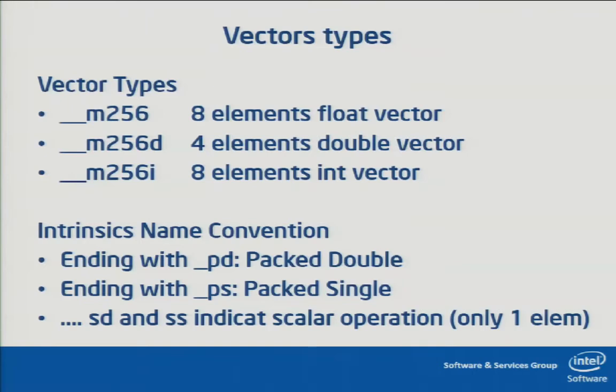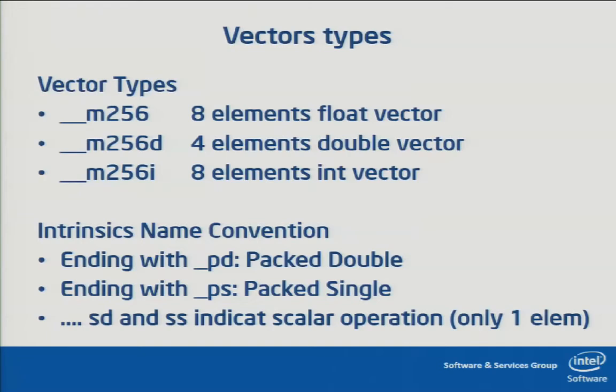Good. Okay. So there are 3 vector types. This __m256 was the original vector type dealing with floats. Then there is a vector type __m256d that deals with 4 elements of double, and __m256i deals with 8 elements of a 32-bit integer.